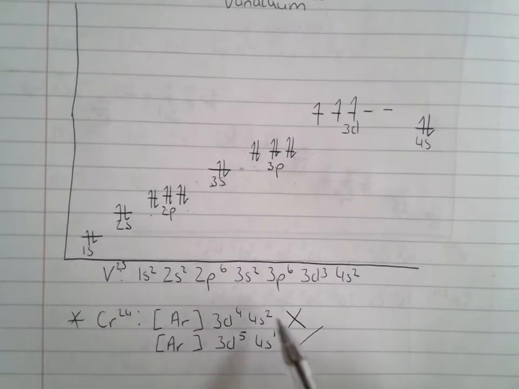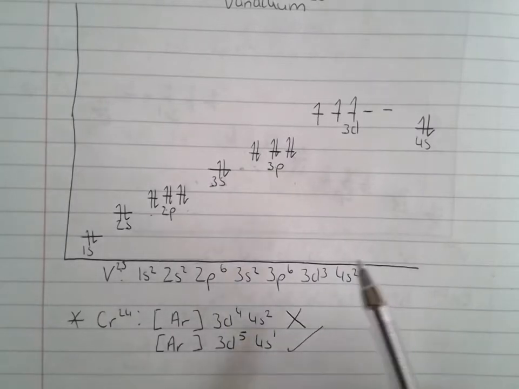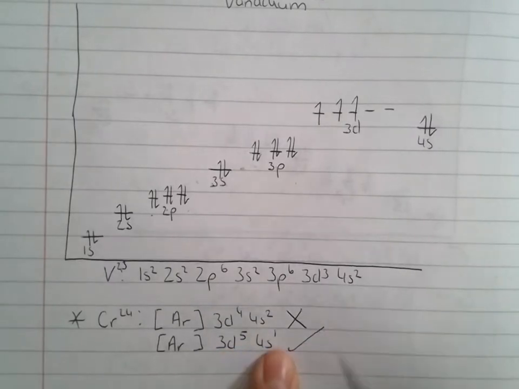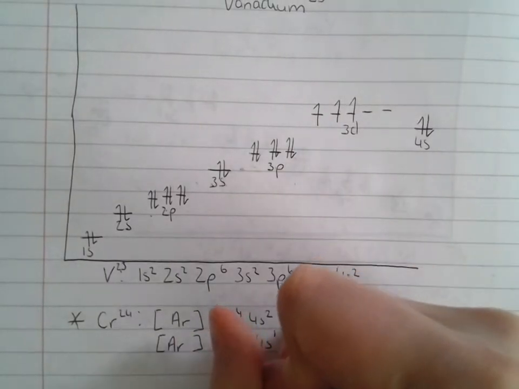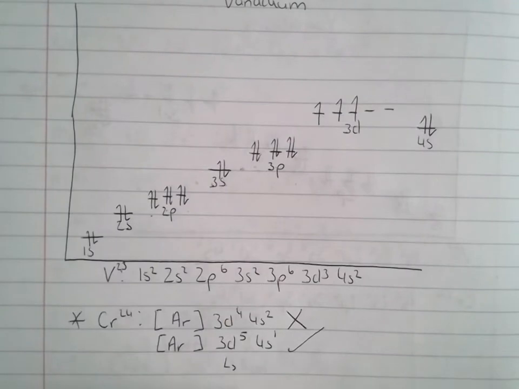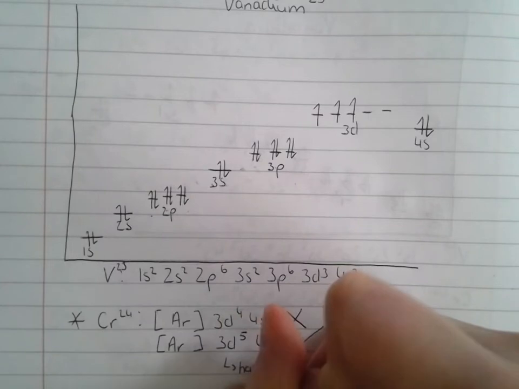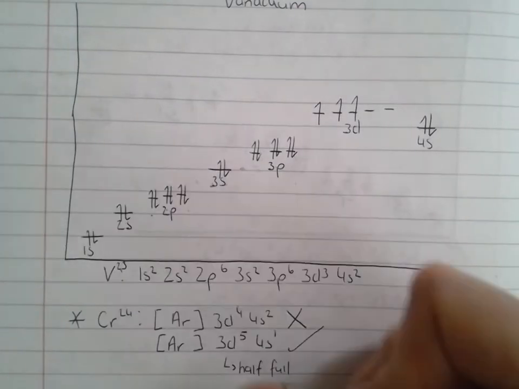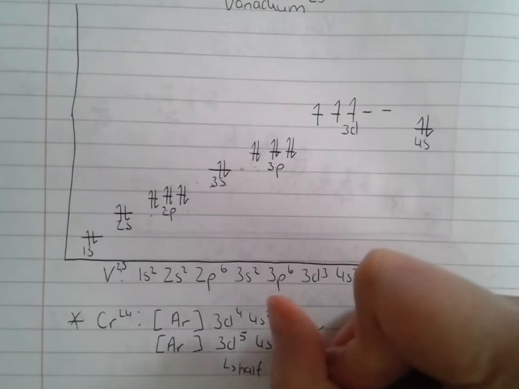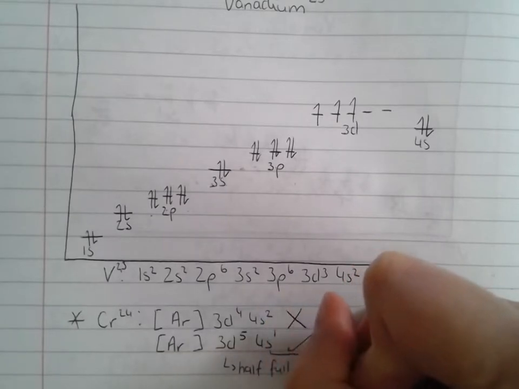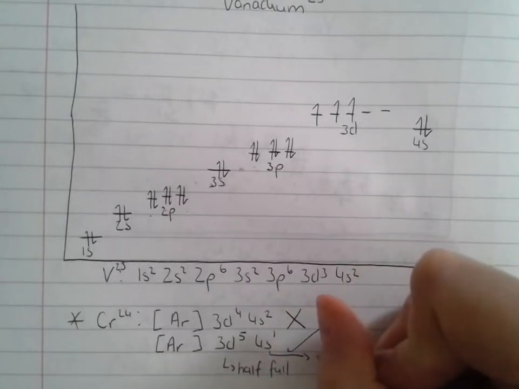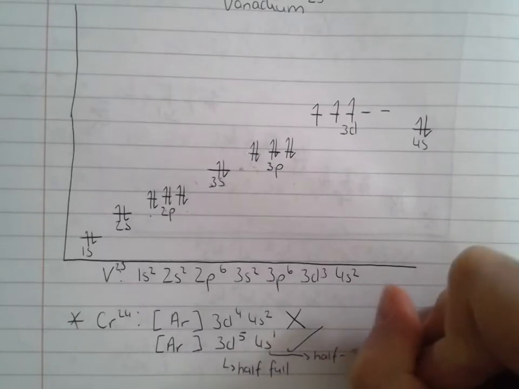The reason you get this exception to your rule is because of 3d5 and 4s1. We know that d orbitals can hold 10 electrons in total because there are 5 of them. So having 3d5 means that it is half full. And we know that a 4s orbital can hold 2 electrons, so having 4s1 also makes your s orbital half full.